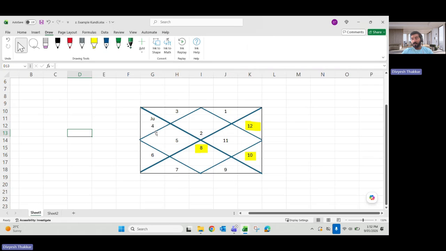What else? Communication, that is something that you will have to again work on in this transit. But now let's have a look at the aspects. We've already mentioned the ninth house, but let's mention the seventh house now. The seventh house is basically just marriage and business partnership.